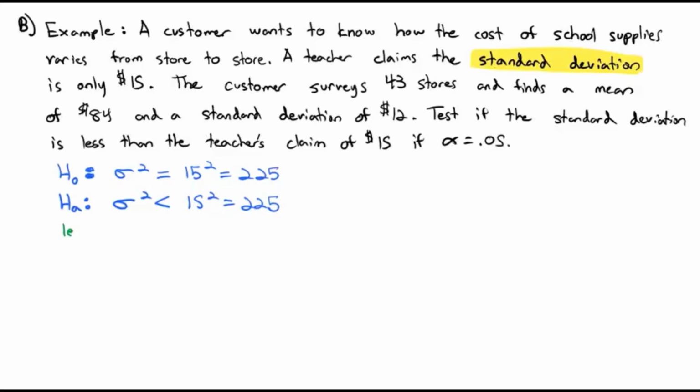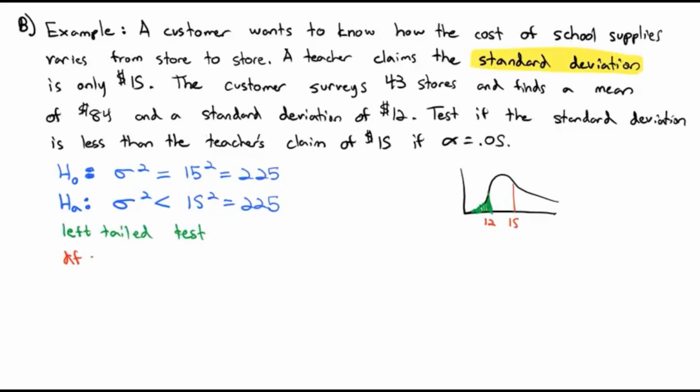Because we're interested in less than, we actually have a left-tailed test. So let's draw a little picture of our left-tailed test. Chi-squared is skewed right, and we're interested in being in the left tail. Now, in the survey, the standard deviation ended up being 12 compared to the claimed 15. Is that enough to reject the null hypothesis?